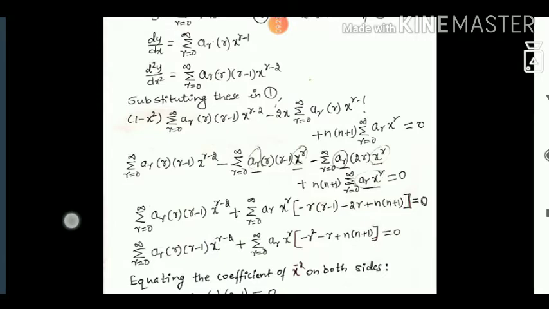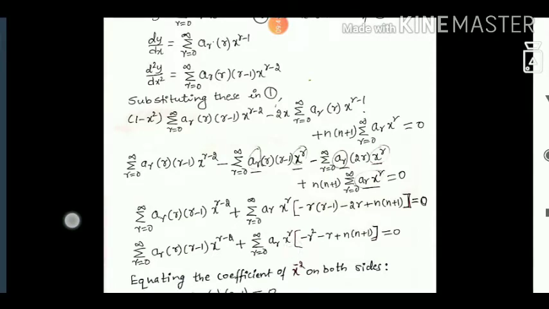That time this will be a r plus 2, r plus 2, r plus 2 minus 1. Then this will be x power r plus 2. So coefficient will be a r plus 2 into r plus 2 into r plus 2 minus 1. And in the second summation, which value should be replaced for r? To get x power r, it is enough to take r only, because we have x power r here. So coefficient will be ar into minus r square minus r plus n into n plus 1. Right side x power r term is not there, so equating it to 0.